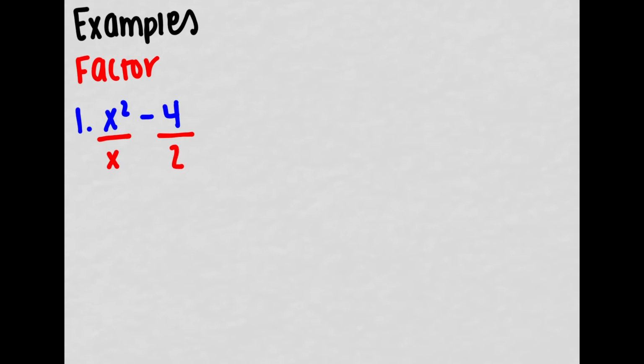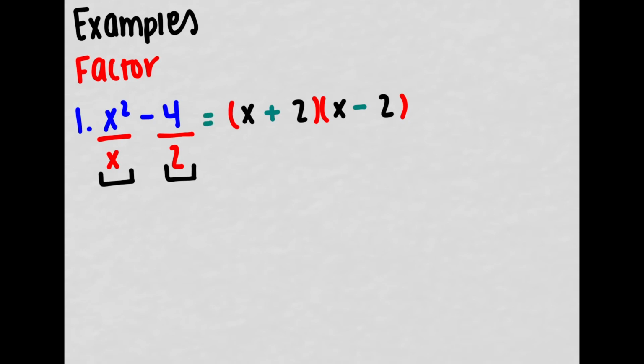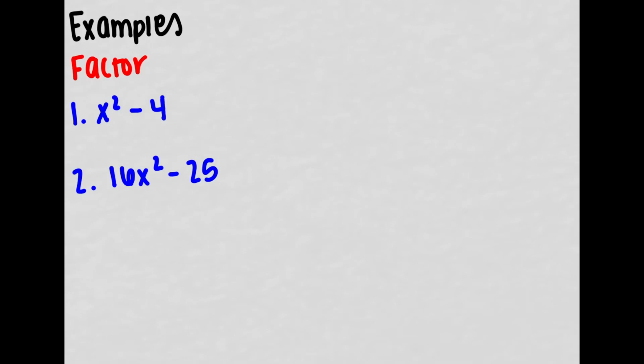So then when I set it up in my parentheses, remember you have two parentheses. In the front, you put the a term, so I'm going to put x and x. At the back, you put the b term, so 2 and 2. And the only thing that's different is one of them has a plus sign, one has a minus sign. So this is the factored form of x squared minus 4. And example 2 is 16x squared minus 25.